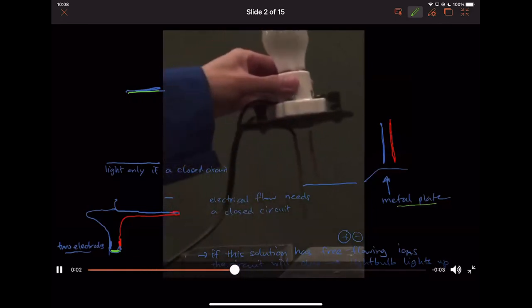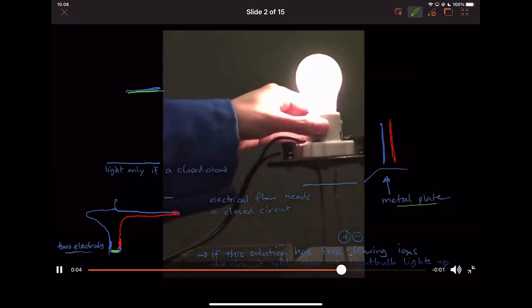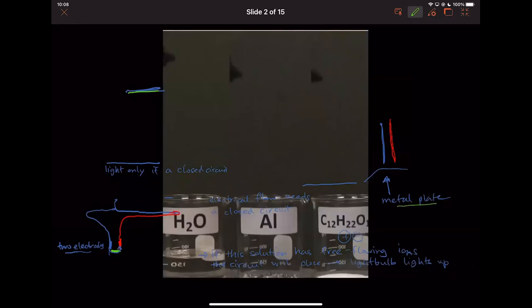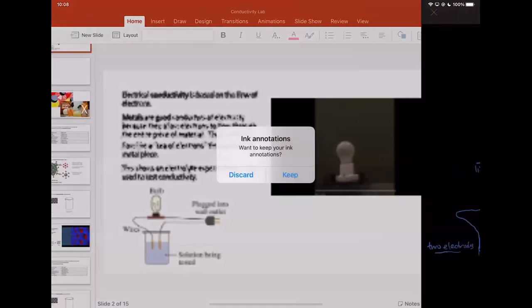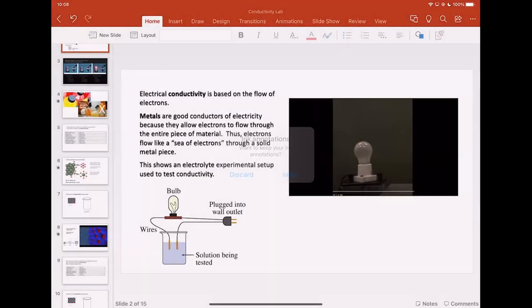Oops, okay. So there's the light bulb lighting up. So let's get this back up.